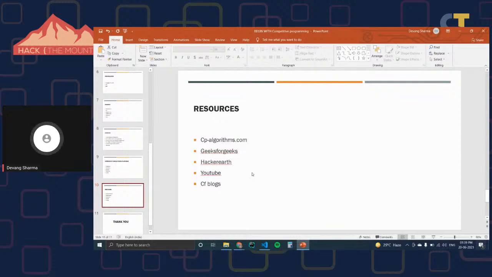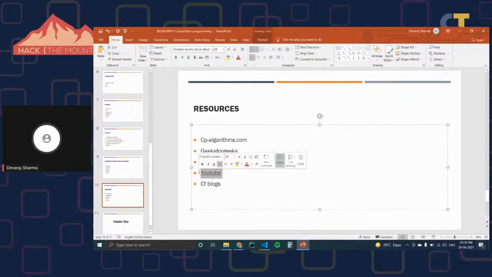One is cpalgorithms.com, second is GeeksforGeeks, third is HackerEarth, fourth is YouTube, and fifth is CF Blogs. CF Blogs is Codeforces blogs. On YouTube, you can search any topic, and you can follow channels like Aditya Verma, Priyansh Agarwal, and a lot of other people who teach computer programming, or show you the concepts of computer programming, and also give solutions of the problems just after the contest is over on Codeforces and CodeChef.